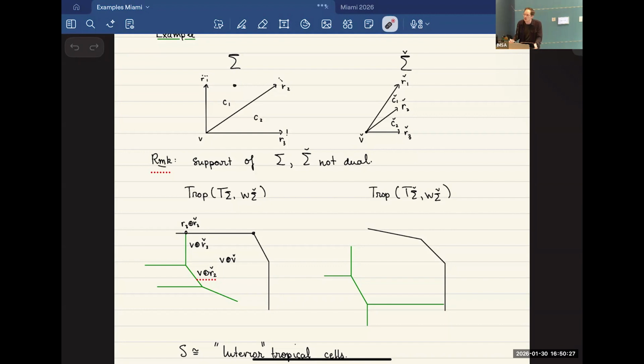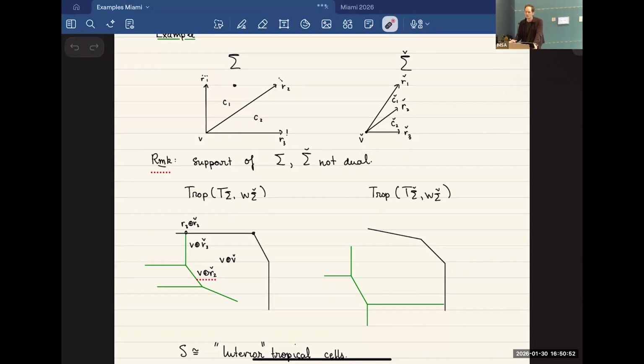The fan on the right is what? Yeah, sure. I mean, this is just a cartoon, but yes. Oh, what's on the left? It's a blow up of C2 at a point, or a weighted blow up, I guess.